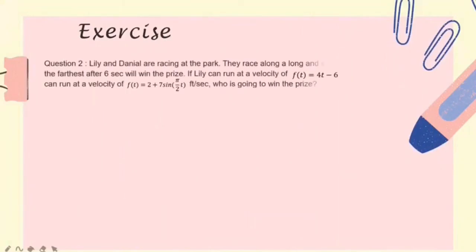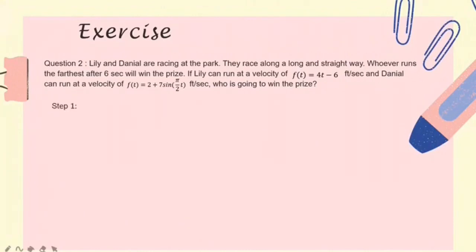Alright, for exercise 2, this is the application in real life. The question is, Lily and Daniel are racing at the park. They race along a long and straight way. Whoever runs the farthest after 6 seconds will win the prize. If Lily can run at a velocity of f(t) equal to 40 minus 6t feet per second, and Daniel can run at a velocity of f(t) equal to 2 plus 7 sine of pi over 2 t feet per second, who is going to win the prize?